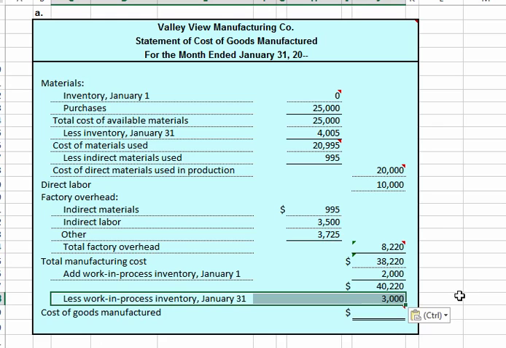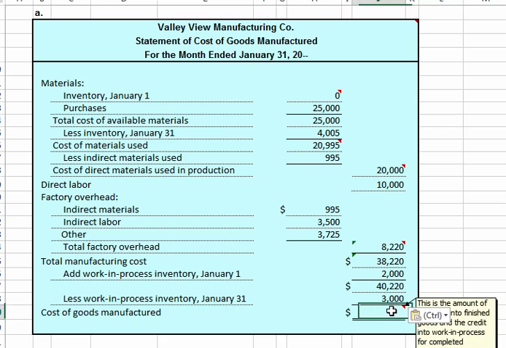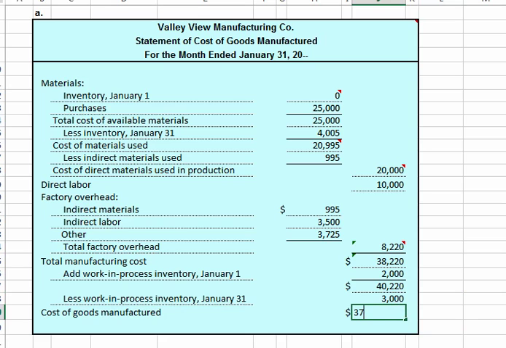There we go. I picked $3,000 for that amount, but we would deduct ending work in process to get to the cost of goods manufactured that month. That's going to be $37,220.